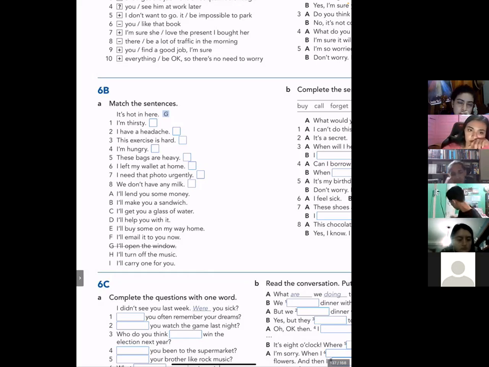Number 3. Teacher, how do you pronounce dolor de cabeza? Headache. Headache. Exactly, headache. Oh, guys, just give me a minute. My computer is going to die. Let me just get my charger real quick.